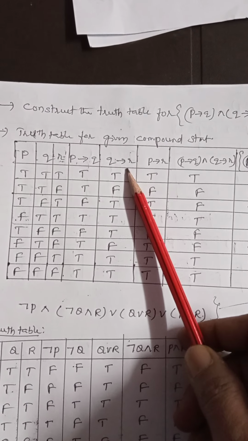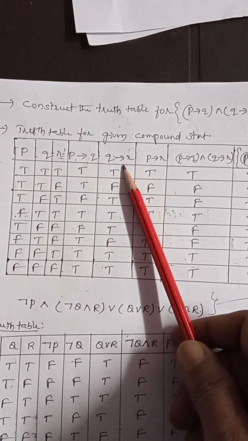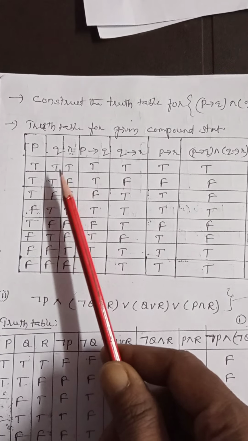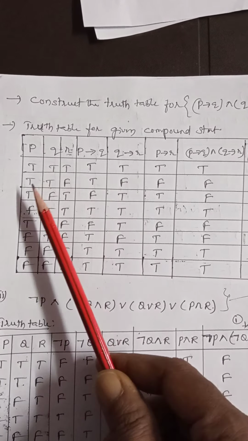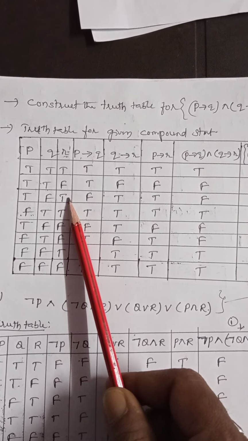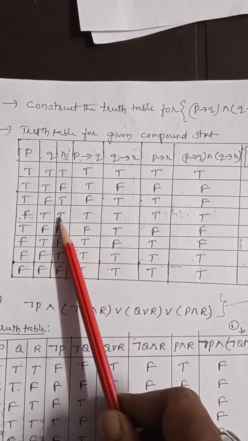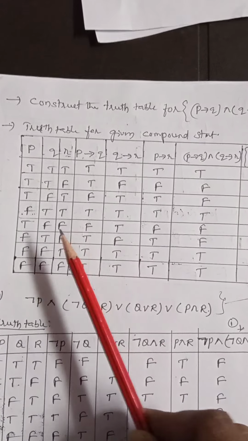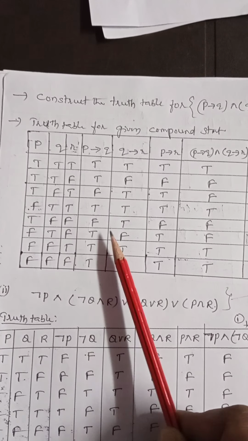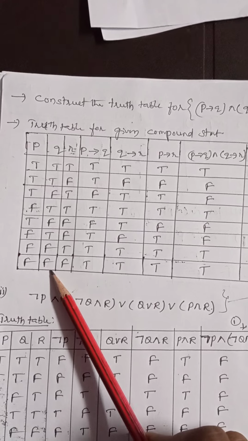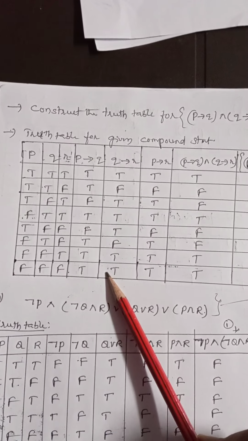Next one is Q arrow R. That means the implication of Q and R, Q implies R. Now these two columns. True implies true, true. True implies false, false. False implies true, true. True implies true, true. False implies false, true. True implies false, false. False implies true, true. False implies false, true.